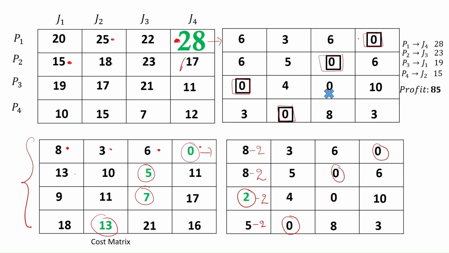Now what is the job assignment? P1 does job 4, P2 does job 3, P3 does job 1 and P4 does job 2. And what are these costs? These are the costs in the original matrix. P1 to job 4 is 28. P2 to job 3 is 23. P3 to job 1 is 19. P4 to job 2 is 15. So the overall profit is 85. You sum these. So that was it.